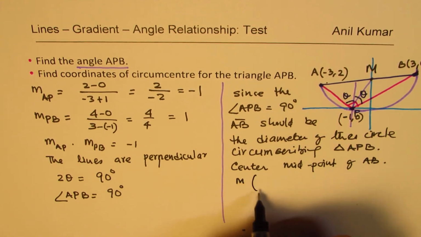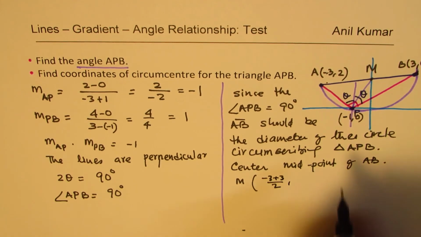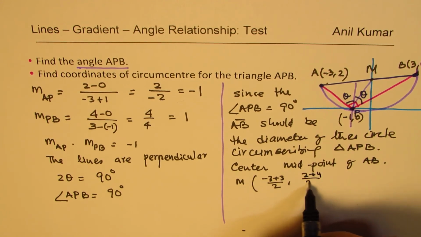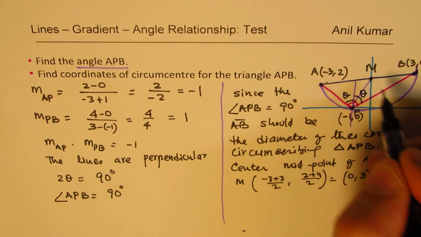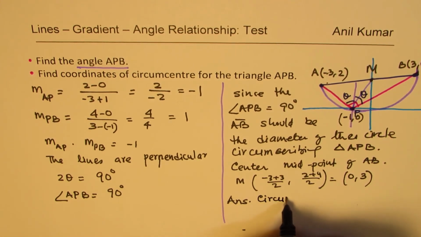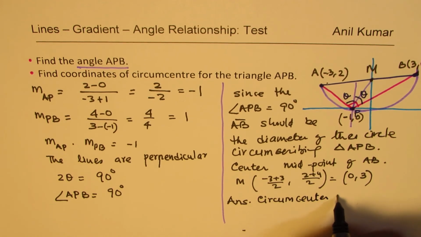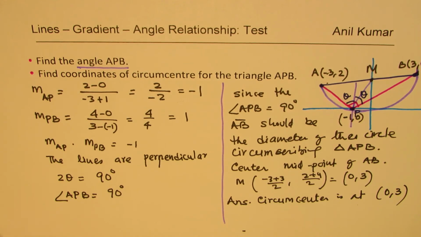So M is now the average of these two values. So it is (minus 3 plus 3) divided by 2 and (2 plus 4) divided by 2. So that gives you 0, and that is 6 divided by 2, so (0, 3). So this point here becomes the circumcenter for the triangle given to you, right? So our answer here is that the circumcenter is at (0, 3). Correct? So that is how we could actually solve the second part of this question also.